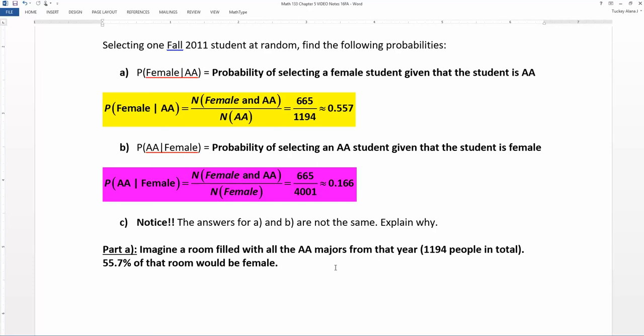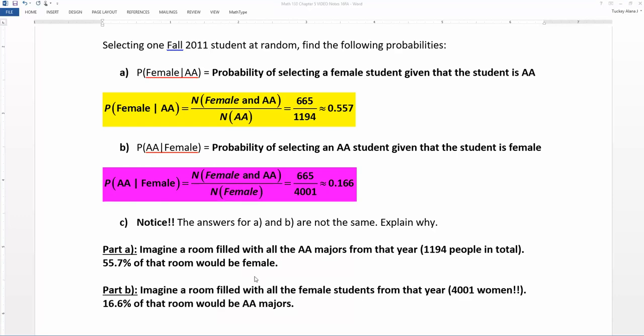So all the Associate in Arts majors, all the arts majors, a little bit over half of the people in the room are women. Part B is the opposite. Imagine all the women. So there's a room of nothing but women. And if they could all hold up signs for what their major is, about 16% of them would be holding up an Associate in Arts sign.